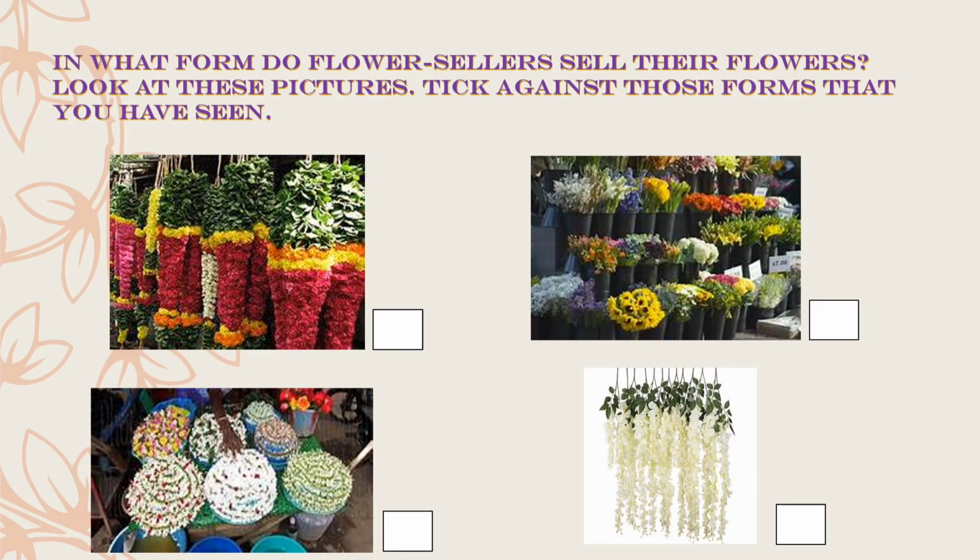The third activity. In what form do flower sellers sell their flowers? Look at these pictures. Tick against those forms that you have seen. Here we have 4 pictures. You have to just put a tick mark against the pictures which you have seen around, maybe in the market or at some of the flower sellers.